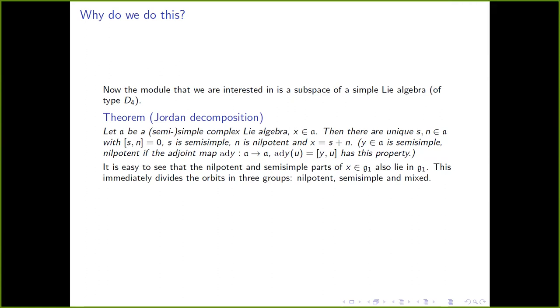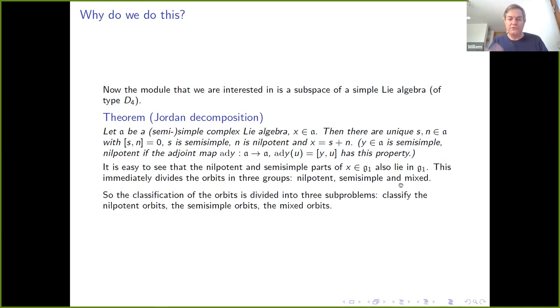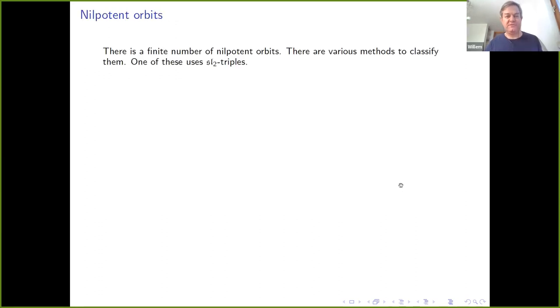Okay. So I already have here a very crude orbit classification, because I now have three classes, namely nilpotent orbits, semi-simple orbits, and mixed orbits. But we want to refine this. The idea is always to start by dividing into classes and then refine until you can no longer refine it. So the classification problem is also divided into three classification problems. And we first come to the nilpotent orbits, and I say very little about it.